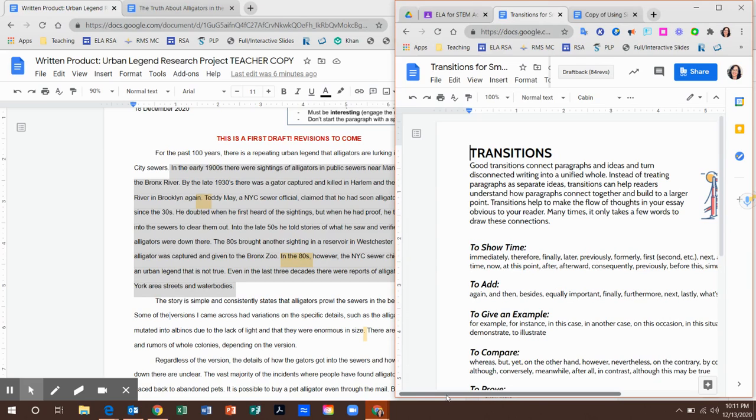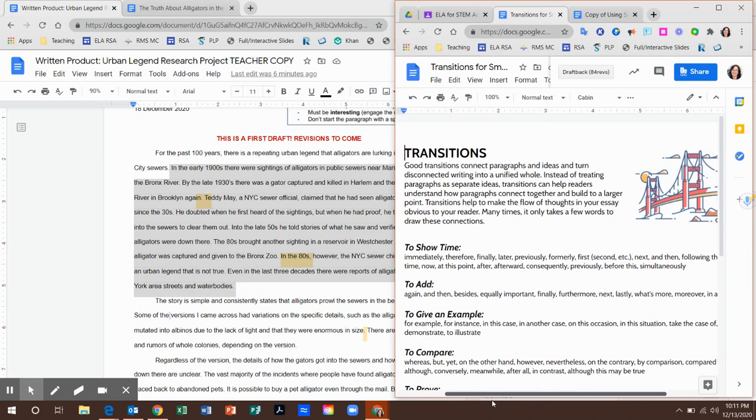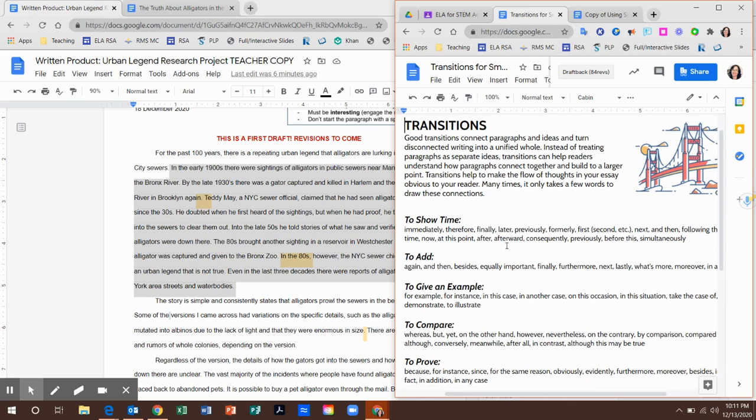You'll get a paper copy in class, but it is a list that I pulled together of all kinds of different transitions, phrases and single words that we can use in order to connect the thoughts and the details in our writing. So the job of a transition is to do just that, right? To connect the paragraphs and ideas and create this kind of unified whole in your writing.